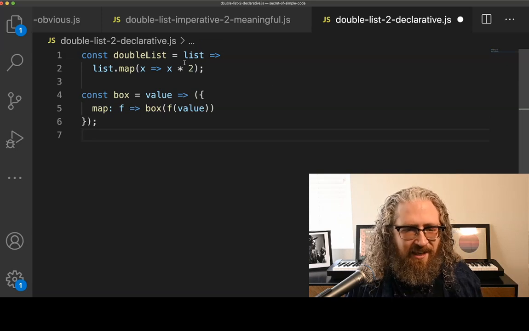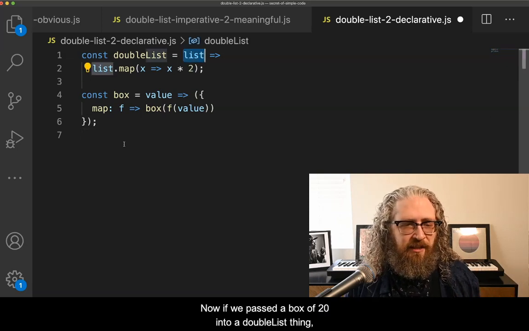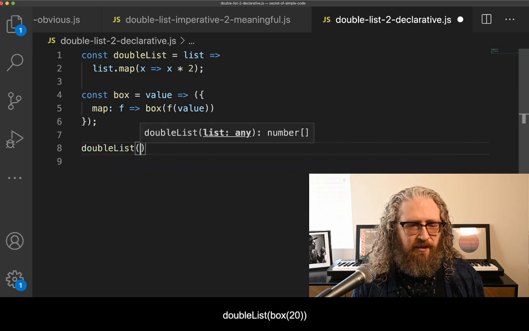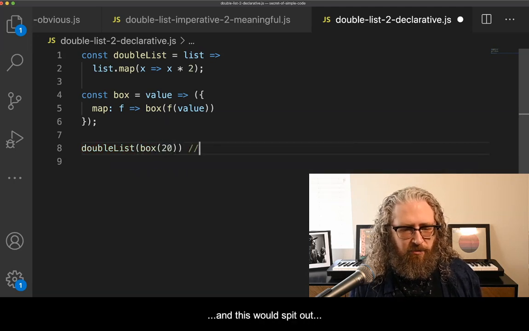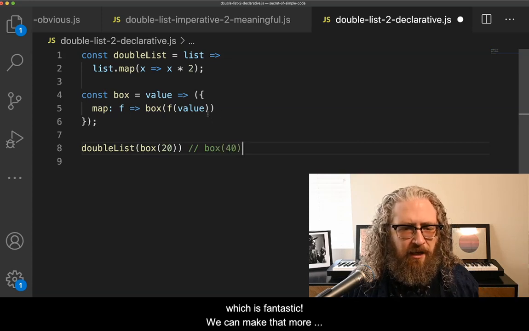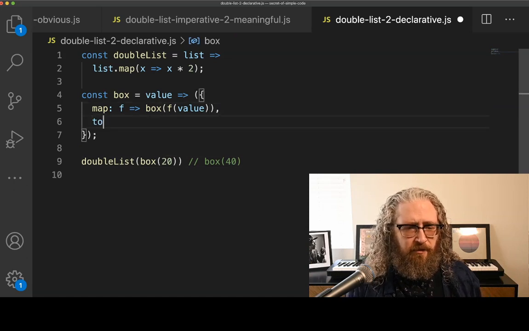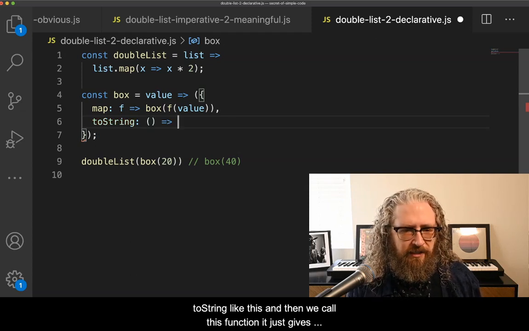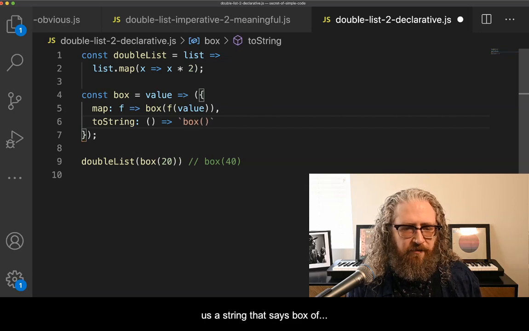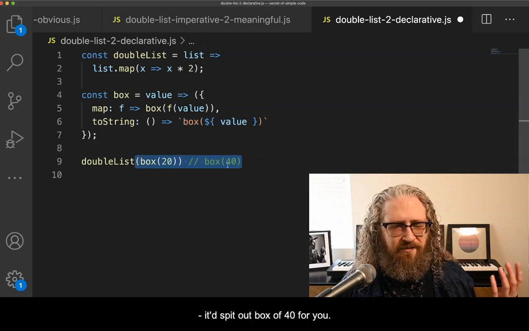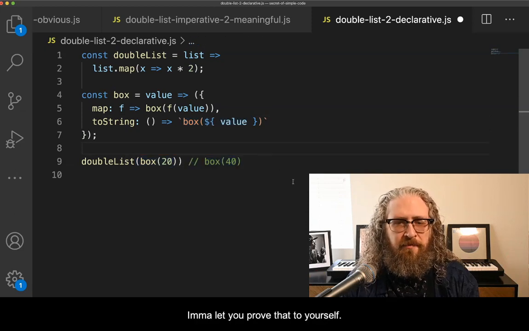And that's it. Now, if we passed a box of 20 into our double list thing, it would work. We could totally do this, double list box 20, and this would spit out a box of 40, right? Which is fantastic. We can make that more obvious if we do toString like this, and then we call this function. It just gives us a string that says box of, and then interpolates our value here. There we go. Now you could console.log that thing, and it would spit out box of 40 for you. I'm going to let you prove that to yourself.